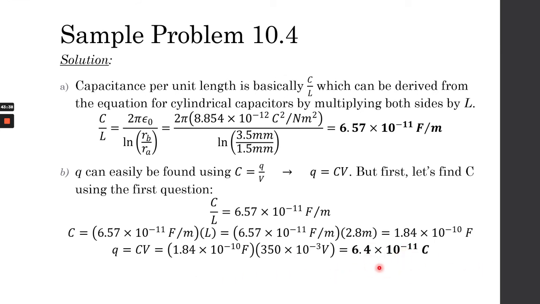So that's your answer. One is positive and one is negative. Sorry, I forgot to add, the other conductor is negative 6.4 times 10 raised to negative 11 coulombs.